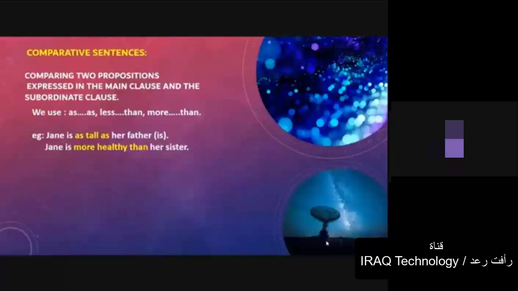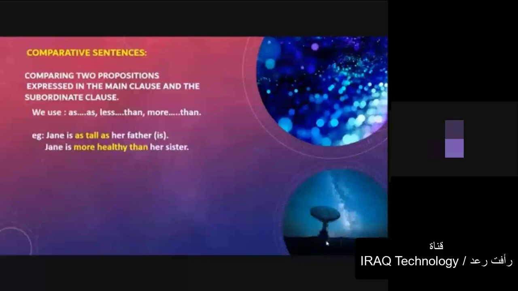Comparative sentences, as we have said previously, we have four types of what? Of subordinate clauses. You remember we explained the types of subordinate clauses that are classified according to function, according to their classification by function. We have talked about that clauses, relative clauses, adverbial clauses. Do you remember them? Yes, miss. Okay. Today we will continue with the third type, that is comparative clauses.